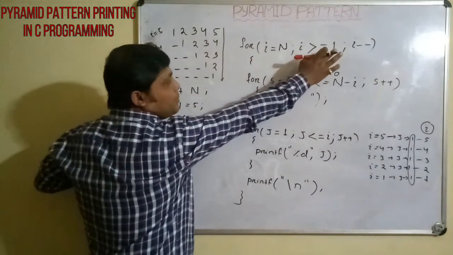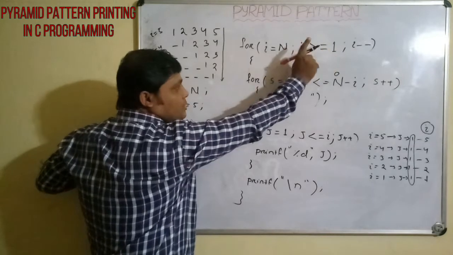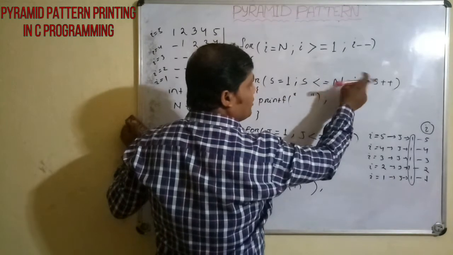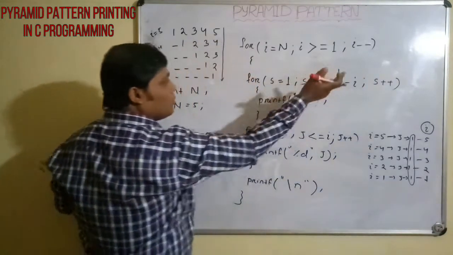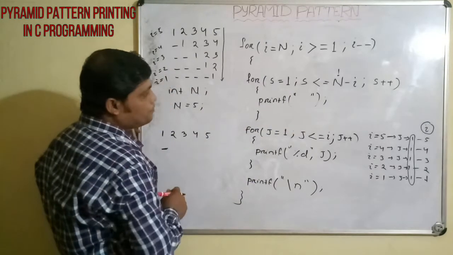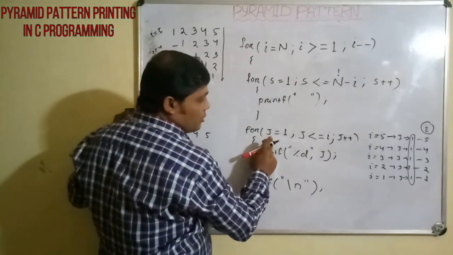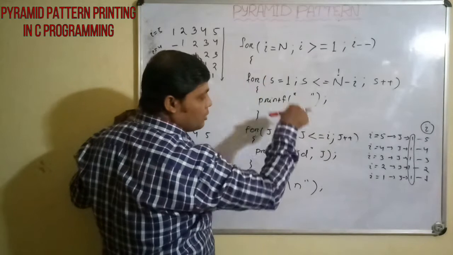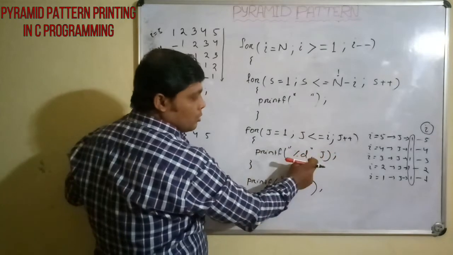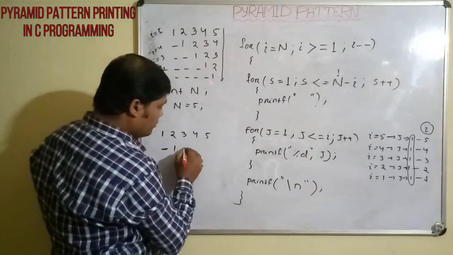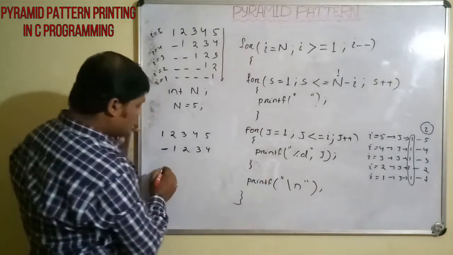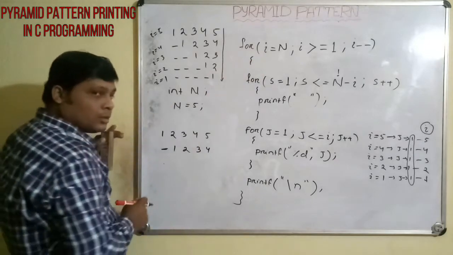Then come to here. i minus minus, i value will be now 4. 4 greater than equal to 1, yes, condition true. Then come here, s equal to 1, s less than equal to n minus i, 5 minus 4, this will be 1. So 1 to 1, it will work once, so it will give 1 space. So in the next line, it will be 1 space. Come to here, j will start from 1 and end with i value, now it is 4, so less than equal to 4. It will work for 1, 2, 3, 4. When it is 1, it will print 1. When it is 2, it will print 2, 3, 4 like this. When it will be 5, it will go out of this loop and print backslash n, it will go to the next line.